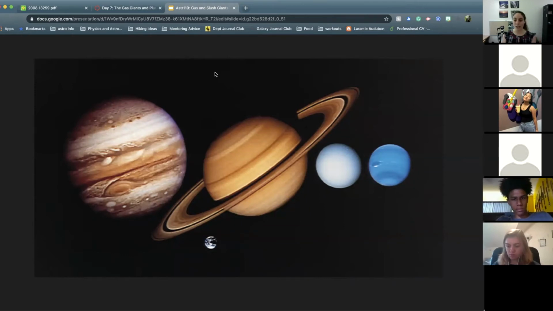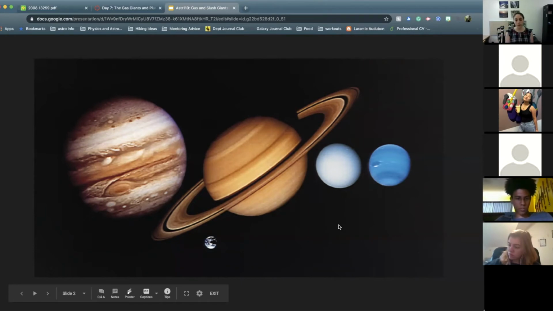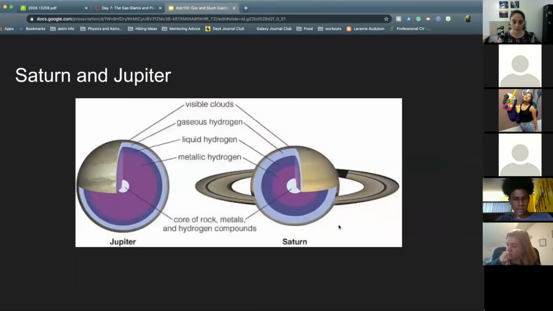They are all much bigger than Earth, so this is kind of not scale model separated, but scale model in terms of size. And we can see that Earth is very small compared to the 4 outer planets. We're also going to split these up into 2 categories, our gas giants, which are going to be Jupiter and Saturn, and our slush giants, which are going to be Neptune and Uranus. So we're going to start with the gas giants and then move on to the slush giants.